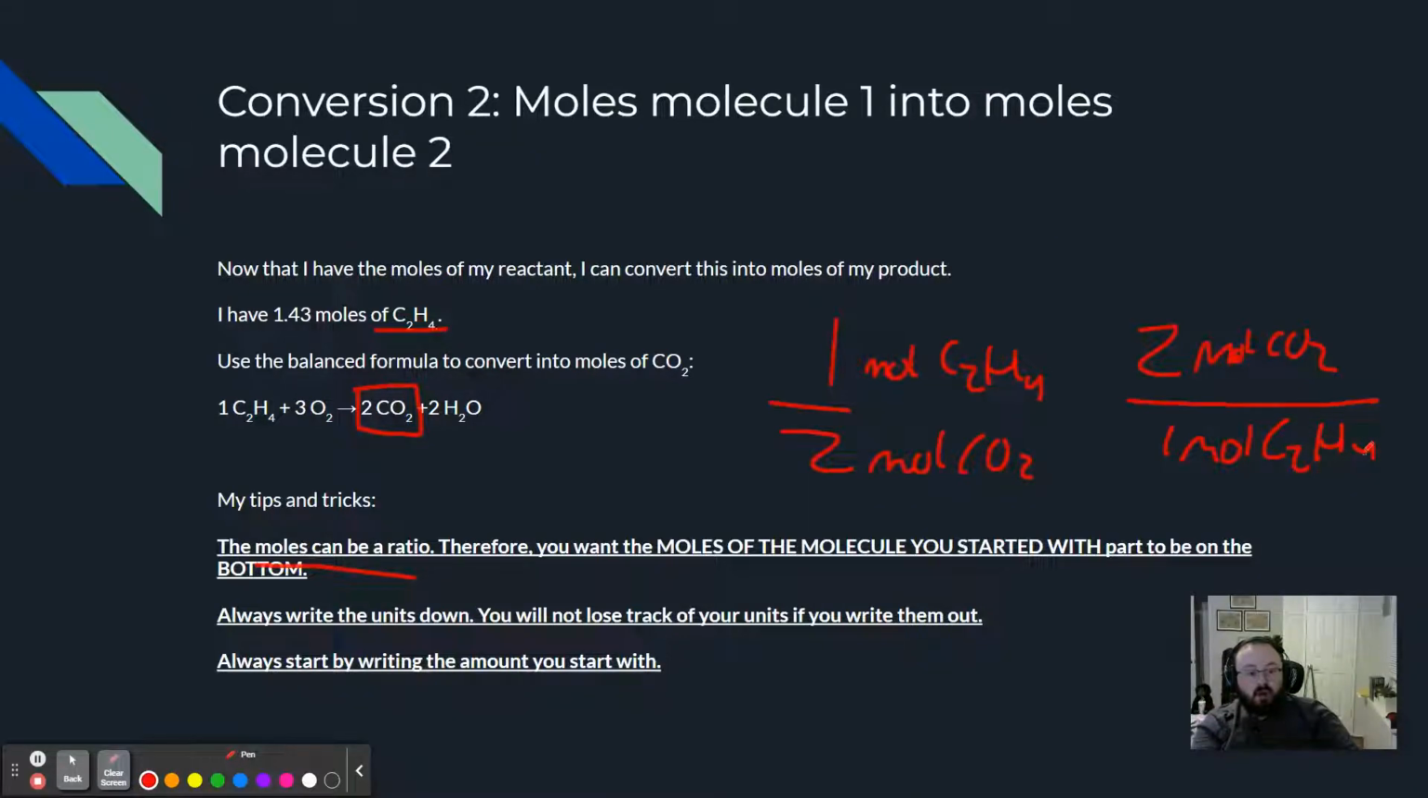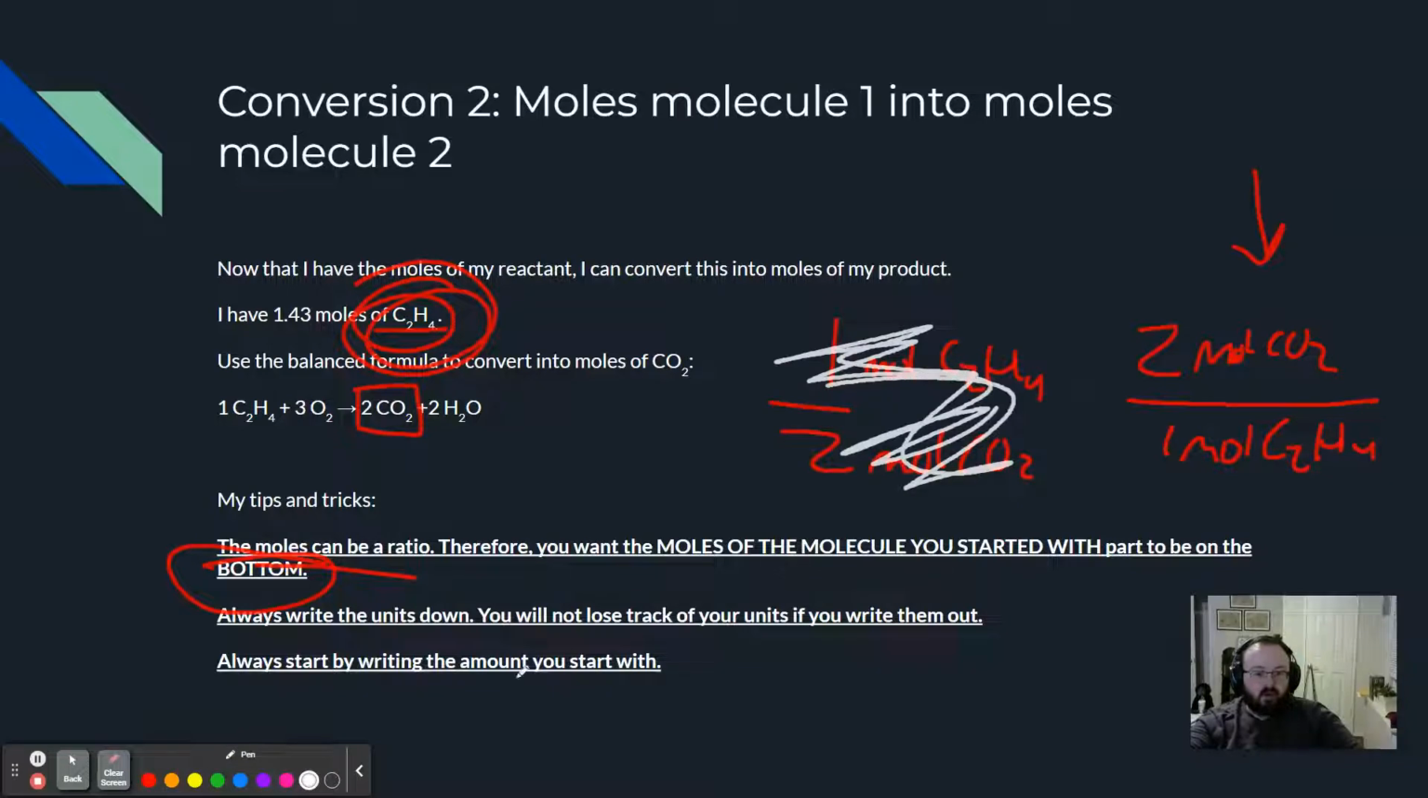But you want the moles of the molecule that you started with, molecule 1, which is the ethene. That's this molecule that you just got, to be on the bottom. That way they can cancel out. So this is what you want.